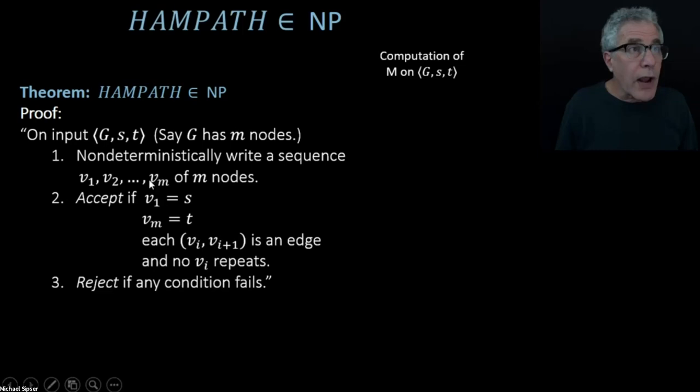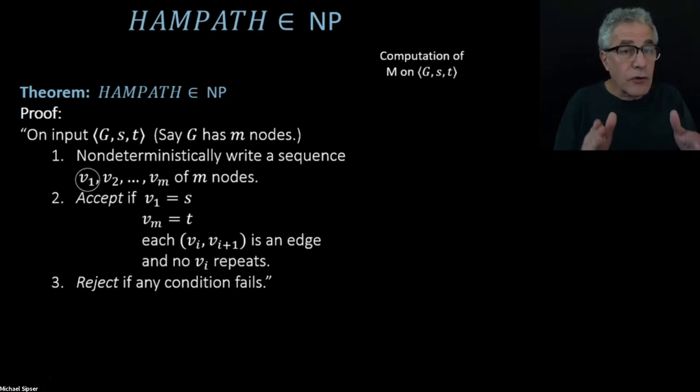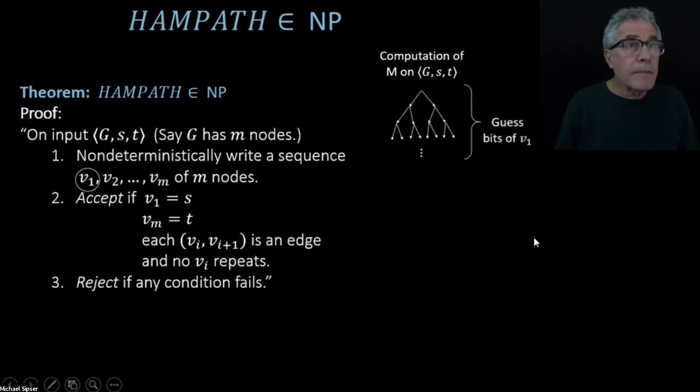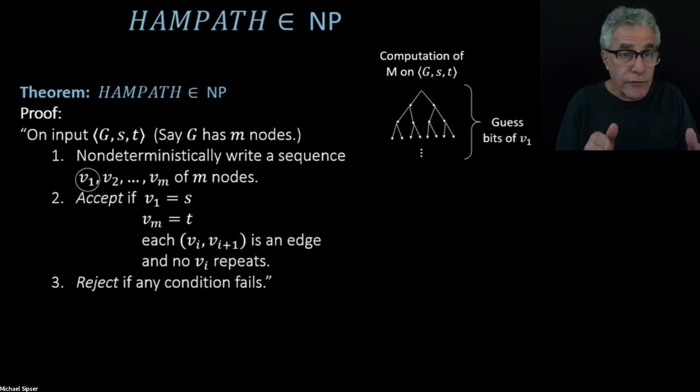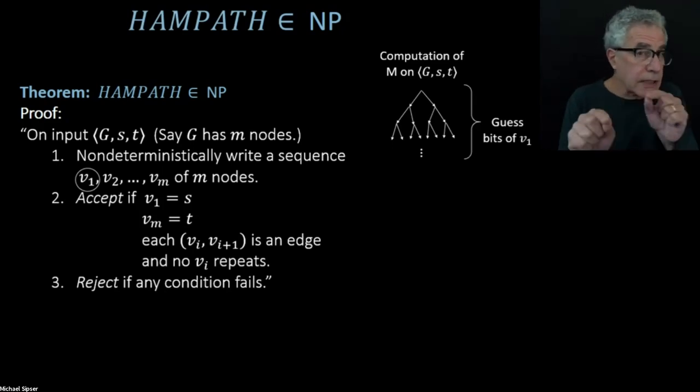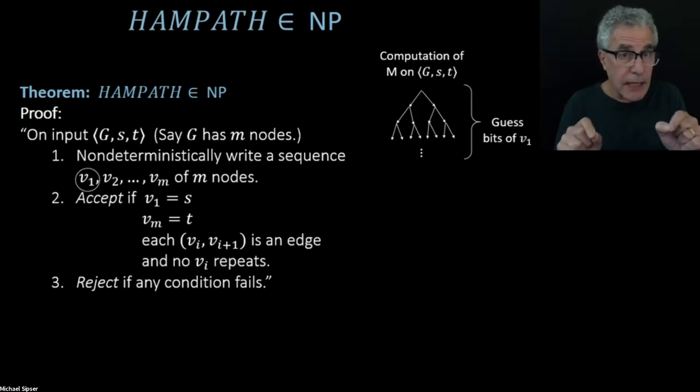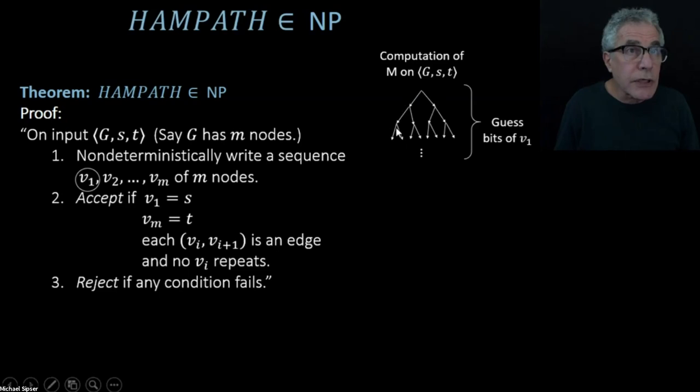And now the machine is going to be writing down, let's say, the node V1. So it's non-deterministically picking the first node of the sequence. What does that actually mean in terms of the step-by-step processing of the Turing machine M? Well, it's going to be guessing, via a sequence of non-deterministic moves, the bits that represent the number of the node for V1. For example, V1 might be node number 5 in the graph. Because non-deterministically, the machine is on different branches picking all different possible choices for V1. Those are going to be the different branches here.